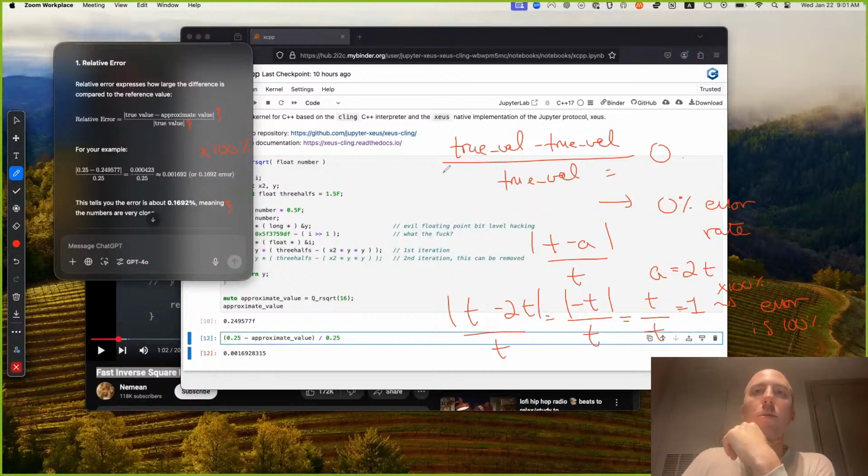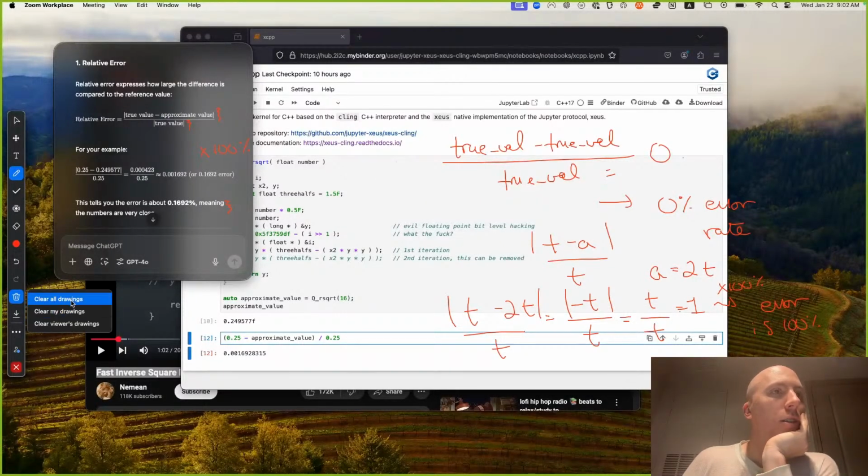So if the approximate value is double the true value, then the error rate is 100%. If the approximate value is half of the true value, then we would say the error rate is 50%. If the approximate value is, say, 4 times the true value, then the error rate is 400%. So maybe we could graph that a little bit.